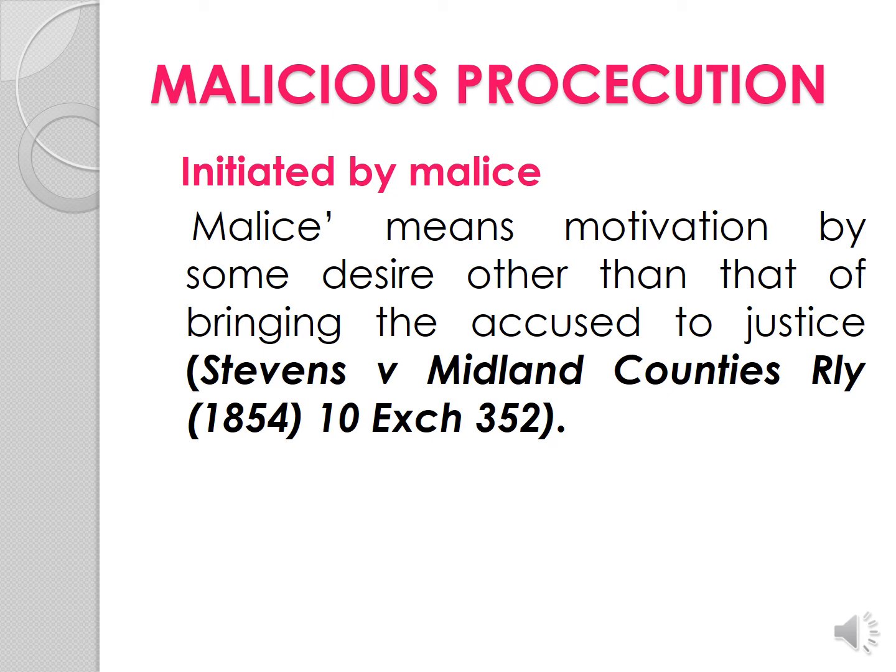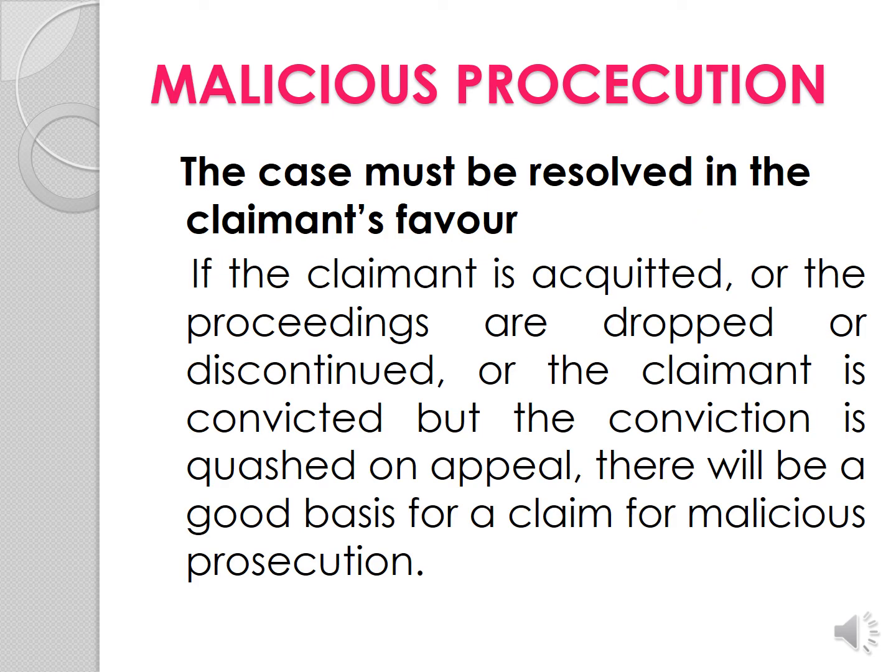The fourth ingredient that needs to be established is that the case that was brought maliciously was actually resolved in the favor of the person now pursuing a claim under malicious prosecution. This means that the claimant must either have been acquitted, or the proceedings were dropped or discontinued by the Director of Public Prosecution or the prosecutor, or the conviction of the claimant was quashed on appeal.